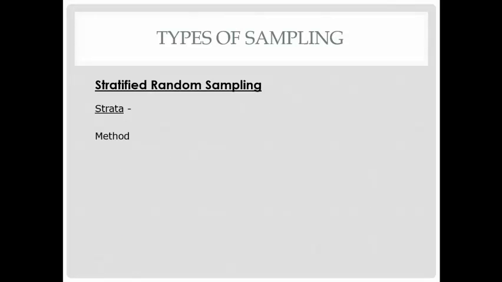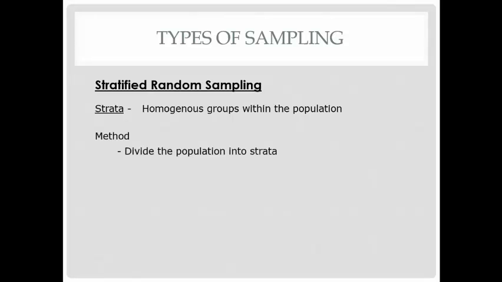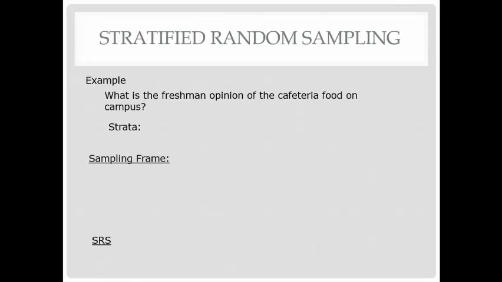All right, another type of sampling is stratified random sampling, where you break things into strata or homogeneous groups within the population. So this time we're going to divide our population into their different groups, take an SRS within each strata, and then combine results. So, for example, what's freshman opinion on cafeteria food? Well, maybe guys and girls have a different opinion on it. Guys will eat anything. Girls maybe a little bit more picky. Maybe the girls will eat anything and the guys are more picky.